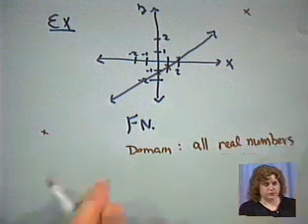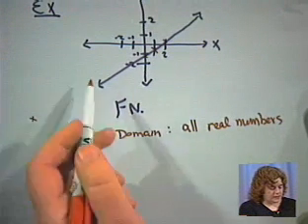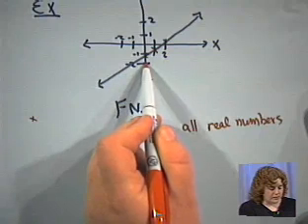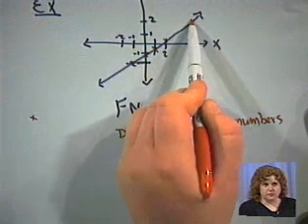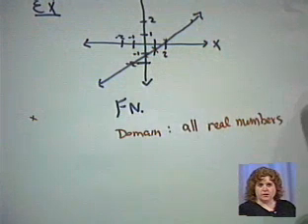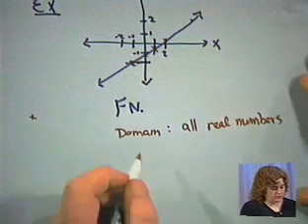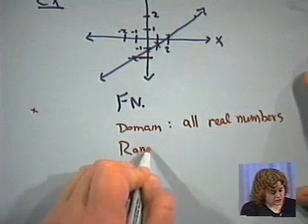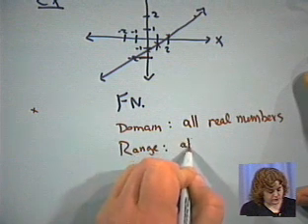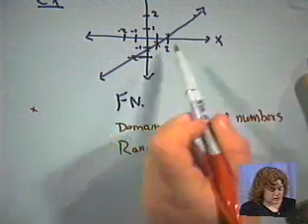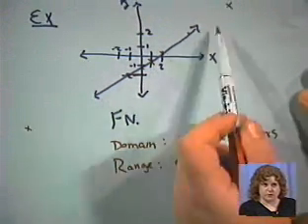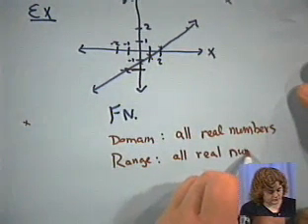That is also true of our range. Again, I can have a y coordinate of -2 or of +2. I can have a y coordinate of 1 billion or -1 billion. So our range is also all real numbers. And that will always be the case for a linear function, a straight line like this.